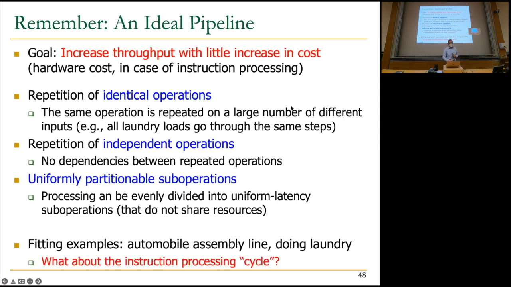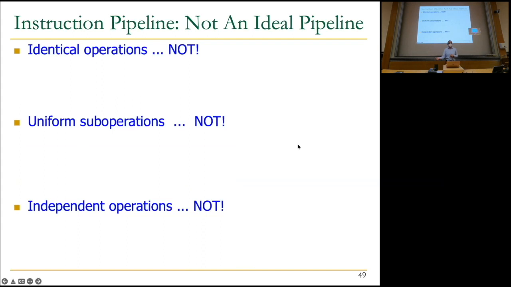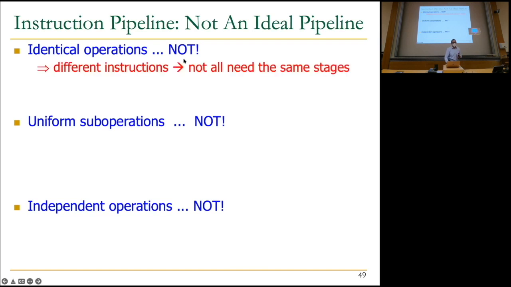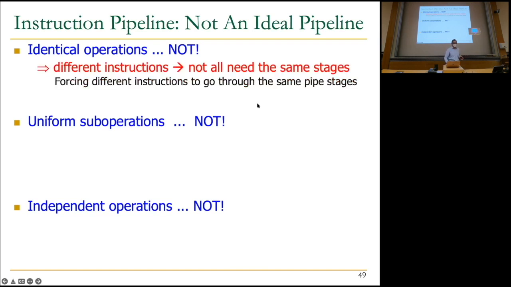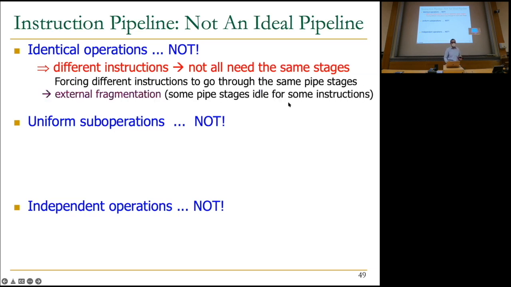Okay, remember an ideal pipeline. I will not go through this, but we're going to examine the instruction processing pipeline in terms of these identical operations, independent operations, uniformly partitionable sub operations. Hopefully you have a good intuition of what these are in the laundry or the automobile assembly pipeline. But basically, the instruction processing pipeline is not an ideal pipeline in any of these dimensions. Different instructions do not all need the same stages. Basically, they're not necessarily identical. And we force different instructions to go through the same pipeline stages.